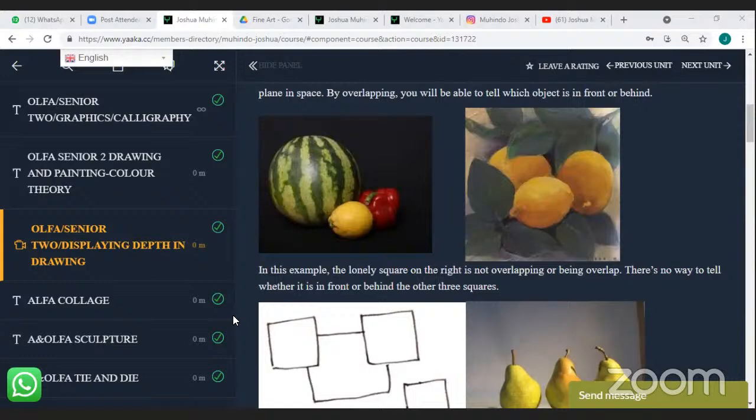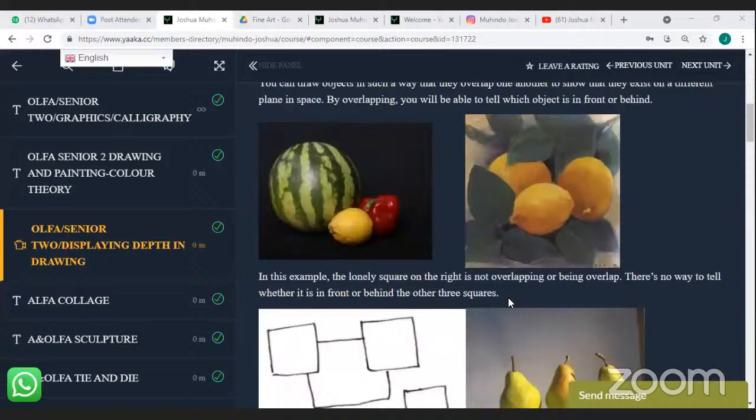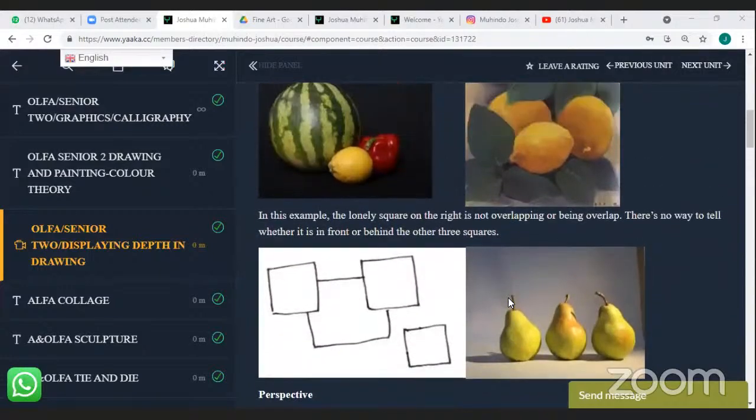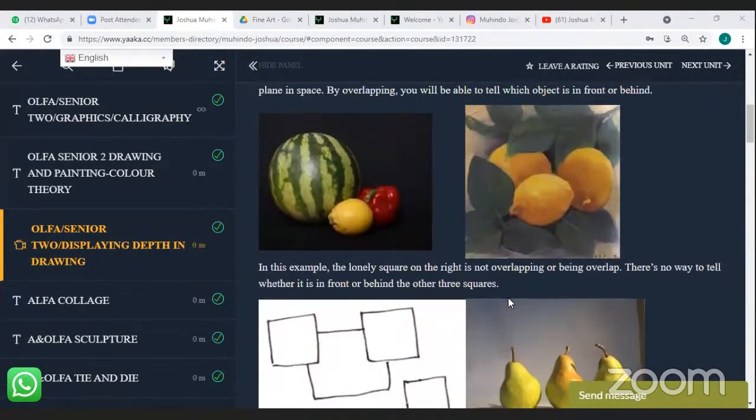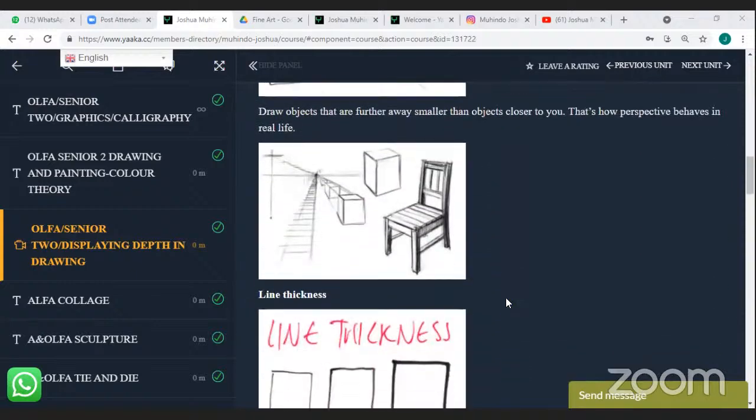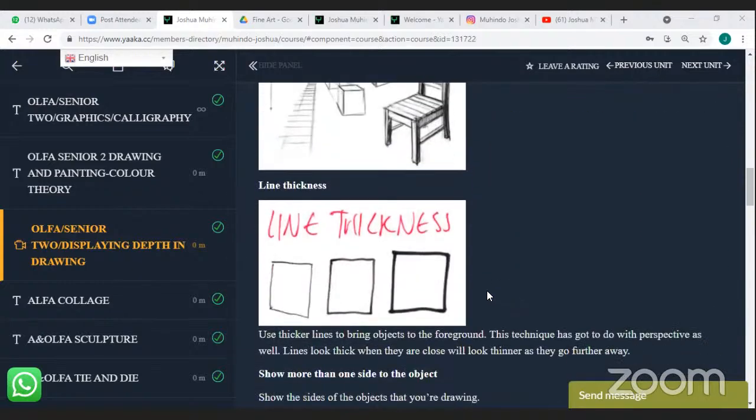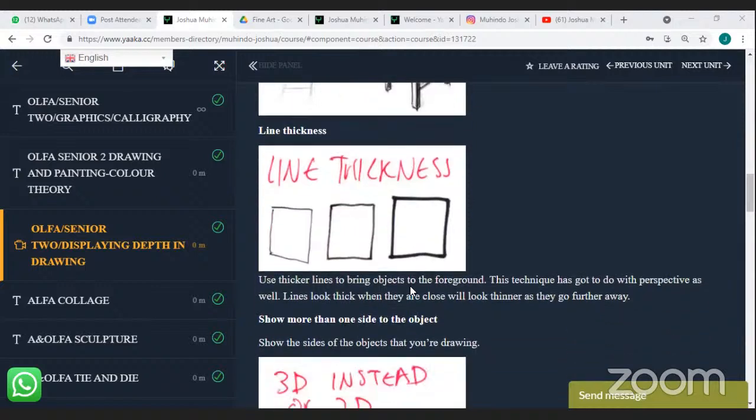Okay, Shania, what captured your mind in what we discussed today? I like this part about line thickness and the 3D explanations. Also, how to use shadow to make a circle look like a sphere. Wow, that's good. Thank you.